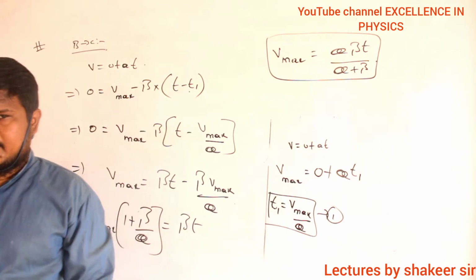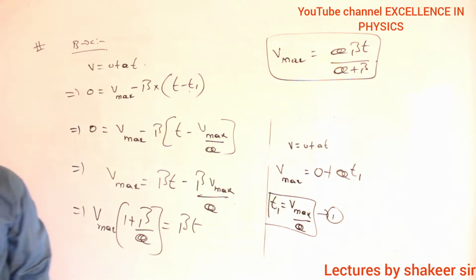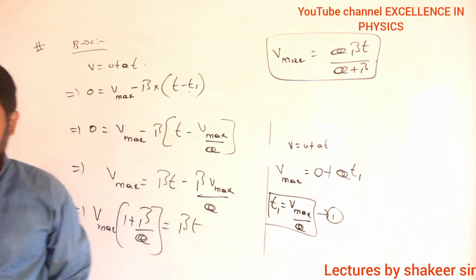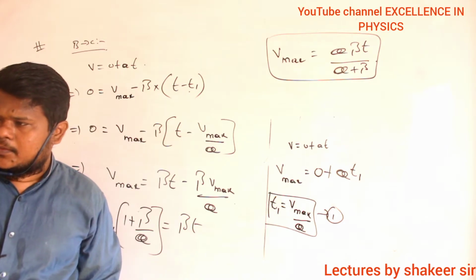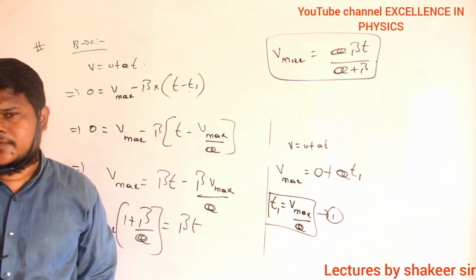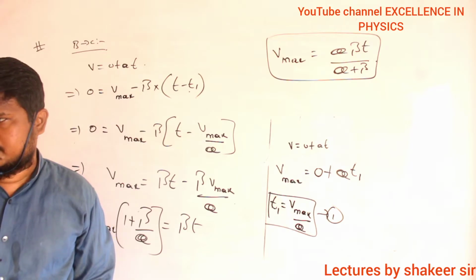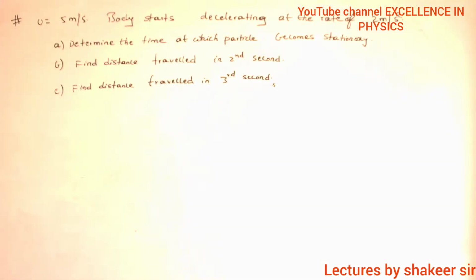Understood, ma? Have you understood how we have done this total calculation? First I am writing one equation from A to B. Then I am writing another equation between B to C. Why am I writing two equations? Because I have two unknown quantities, no? So I am writing two equations in this question.